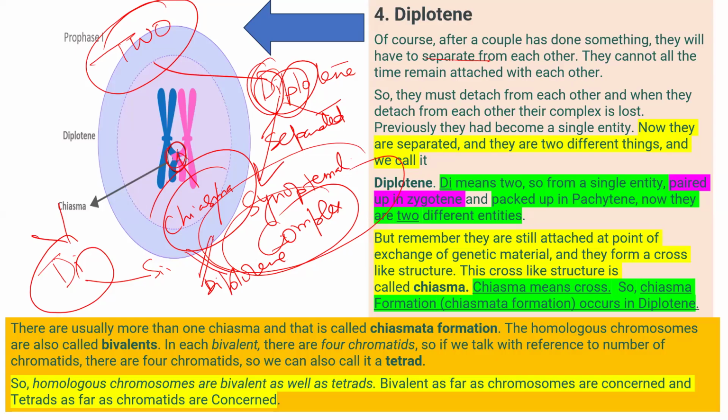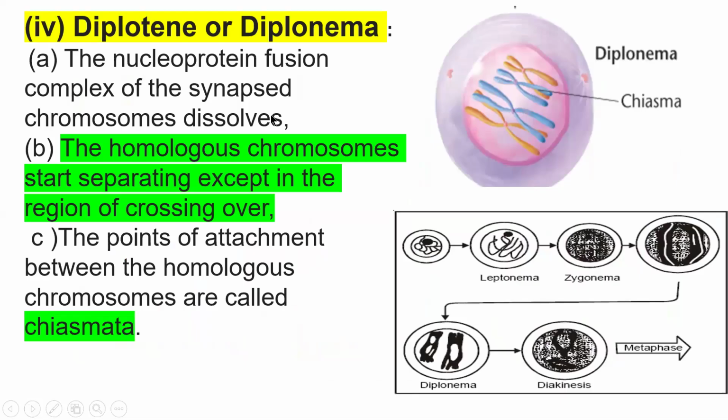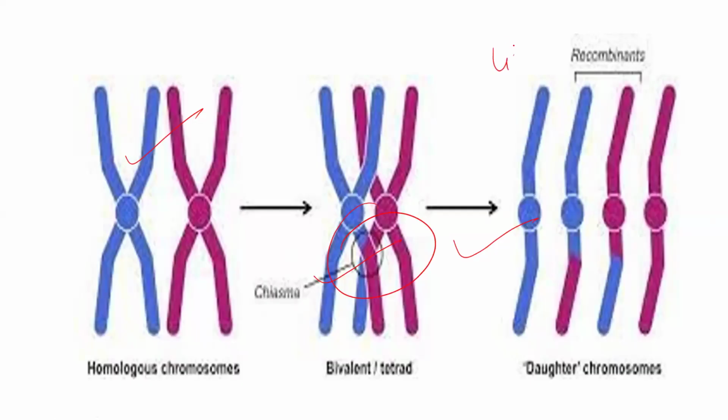The homologous chromosomes are called bivalent and tetrad, we understood. Bivalent refers to chromosomes and tetrad refers to chromatids. So homologous chromosomes are still attached at the chiasma, as bivalents and tetrads, and then they are separated into daughter chromosomes after meiosis 1. The other stage is when 4 haploid gametes are formed after meiosis 2.